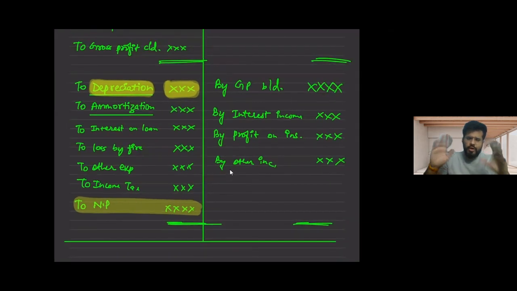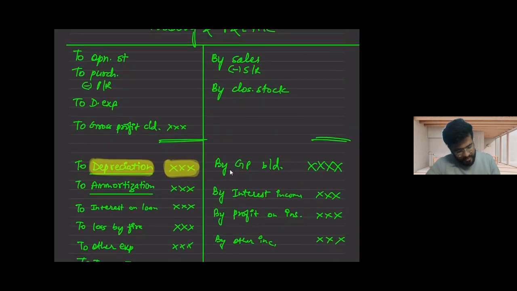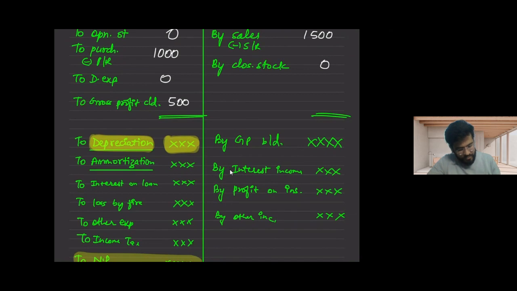For example, in this format, just assume we have zero opening stock, we have zero closing stock. Let's say I have a purchase of just 1,000 rupees. I have sales of 1,500 rupees. And my direct expenses are zero. So obviously my gross profit would be 500 rupees. And this 500 would be brought down over here.